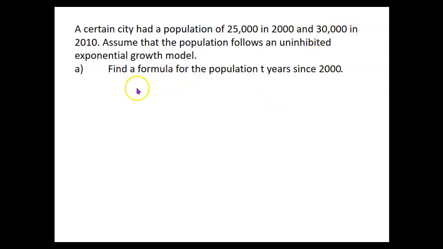So if we make that assumption, find a formula for the population t years since 2000. If we're assuming that it follows an uninhibited exponential growth model, that means the formula has this kind of pattern: some number a times e to some other number b times the variable, x or t or whatever we want to use for the independent variable. Here we're talking about time, so we'll use t for the variable that the population depends on.